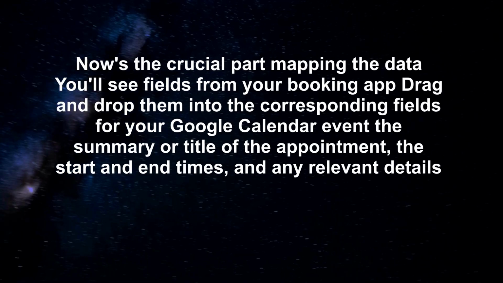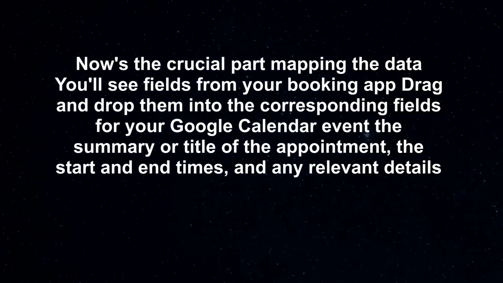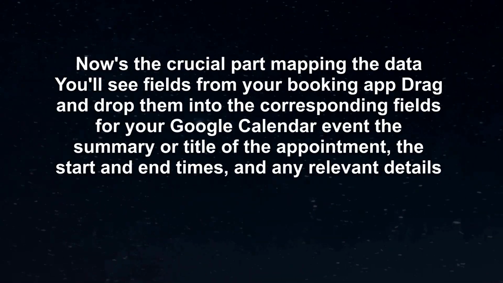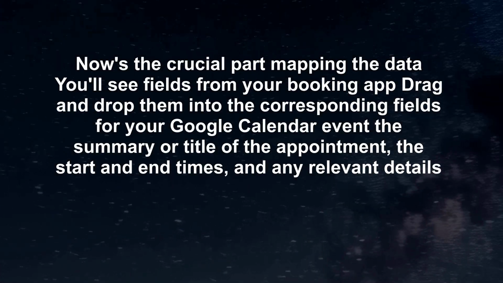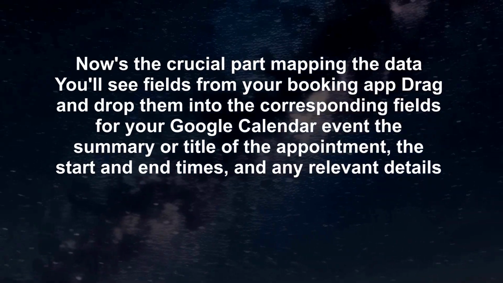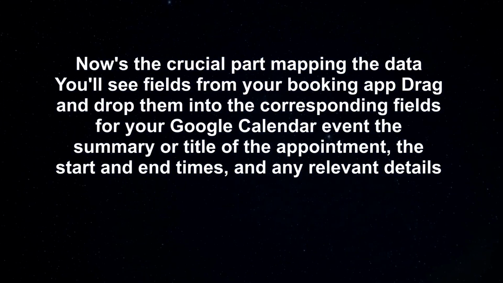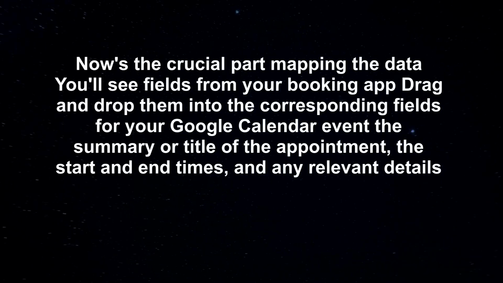Now's the crucial part, mapping the data. You'll see fields from your booking app. Drag and drop them into the corresponding fields for your Google Calendar event: the summary or title of the appointment, the start and end times, and any relevant details.